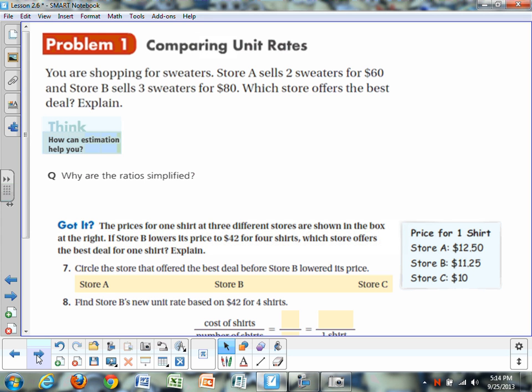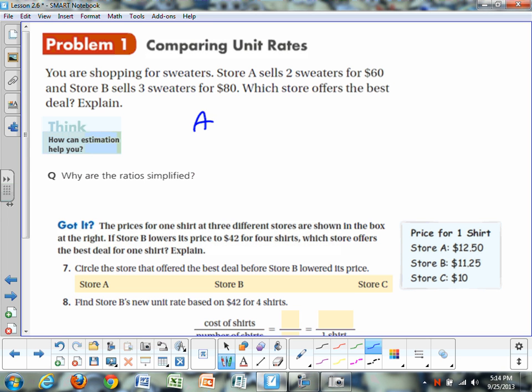All right, comparing units. You are shopping for sweaters. Store A sells 2 sweaters for $60. Store B sells 3 sweaters for $80. Which store offers the better deal? Explain. What we're going to do is write these prices as rates and then compare them.